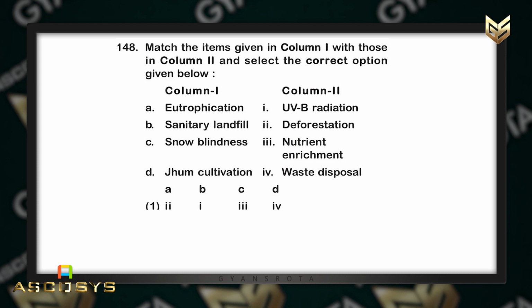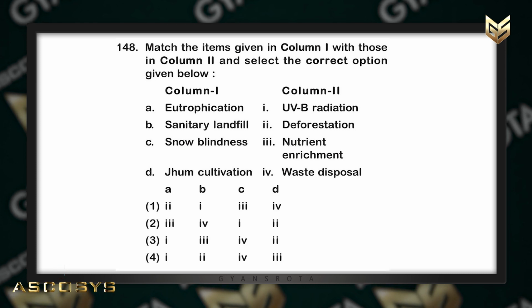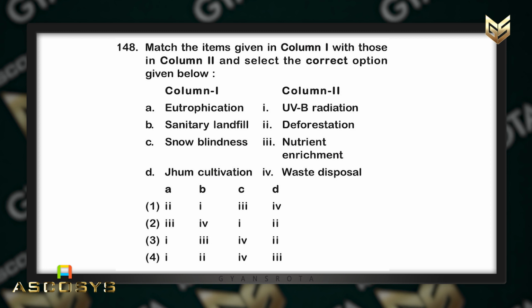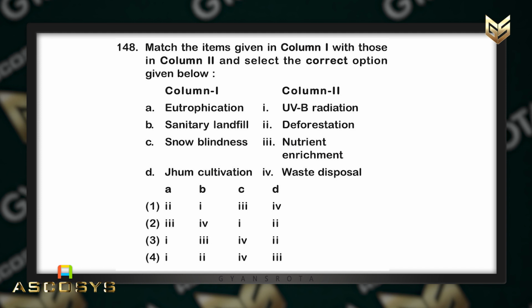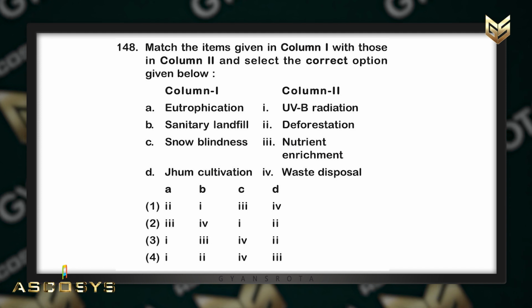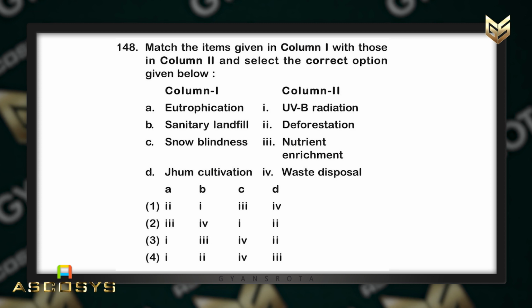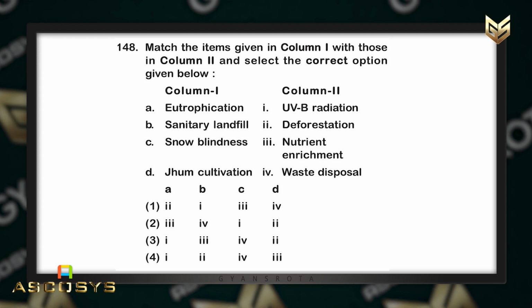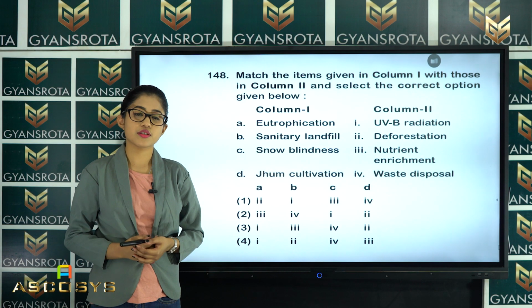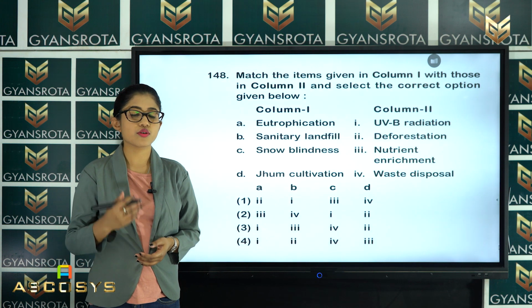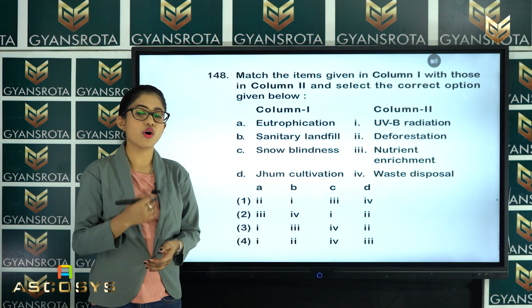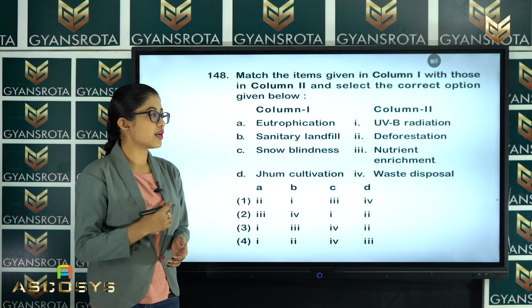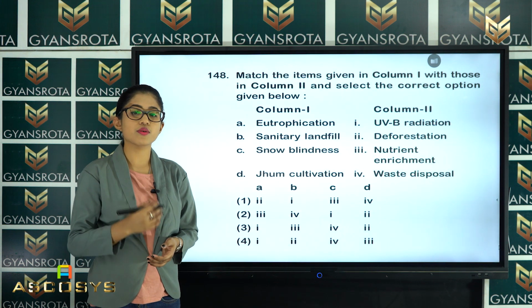Match the items given in column 1 with those in column 2 and select the correct option given below. So, here two columns are given, column 1 and column 2. Eutrophication, then sanitary landfill, snow blindness, jhum cultivation, and in column 2, UV radiation, deforestation, nutrient enrichment, and waste disposal. So, from which chapter has this question been formed? This question has come from the chapter Environmental Issues. So, there we have got all these terms which are given in column 1. Now, let us see the answer by matching column 1 with column 2.